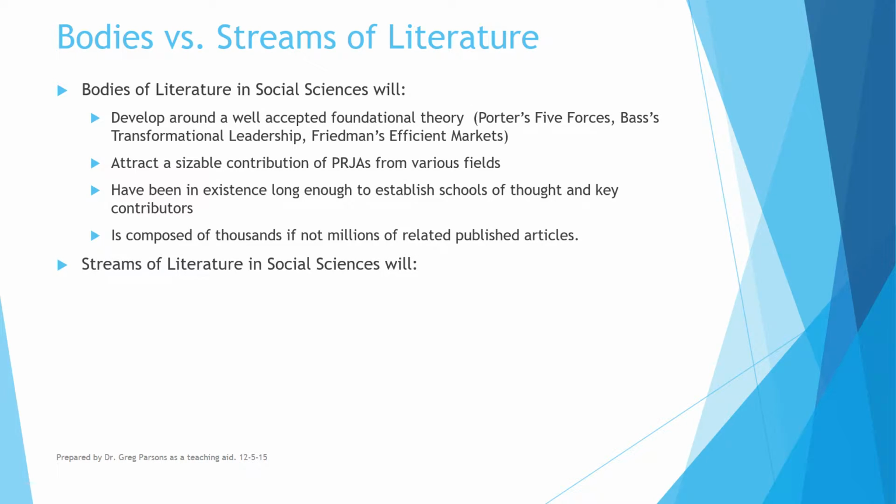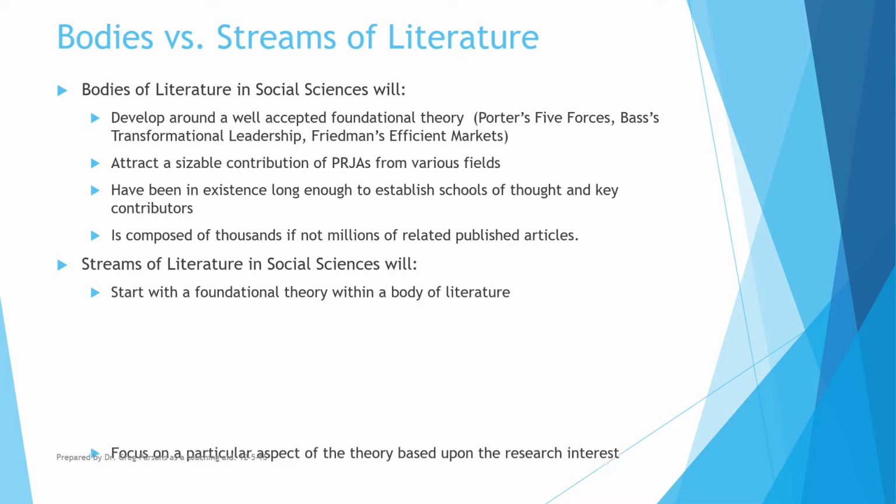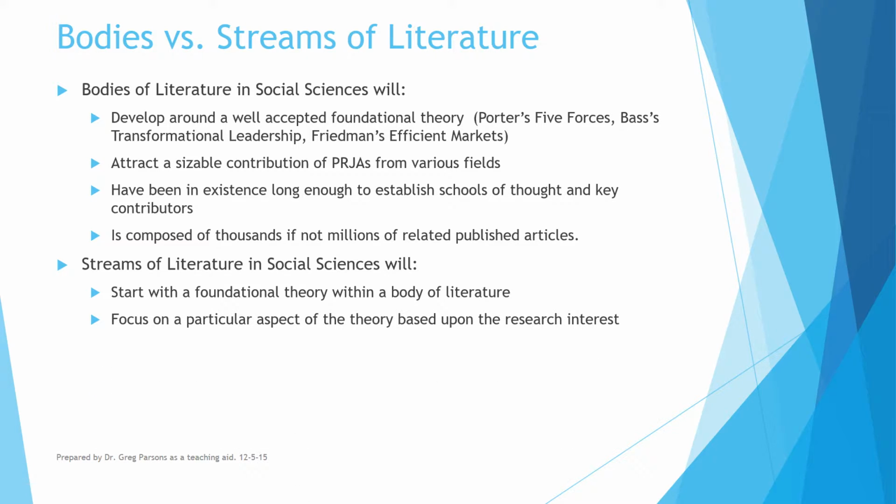So it's impossible to work with a whole body of literature when you start trying to develop a research gap and a research project. You really have to focus it down and pick out of this body of literature what we call a stream of literature. So you're going to start out with a theory, some aspect of a theory from the body of literature. Then you're going to focus on one aspect of that theory and start to break it down into more narrow definitions of exactly what you want to work with.